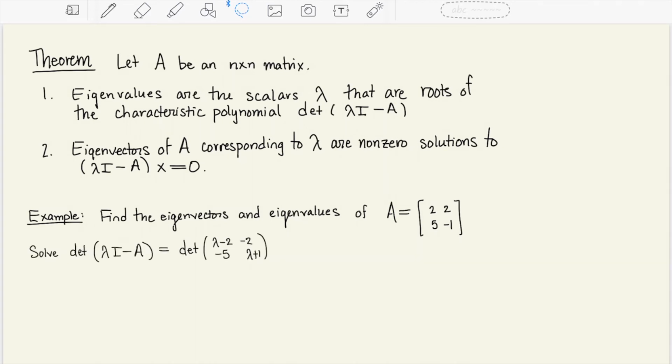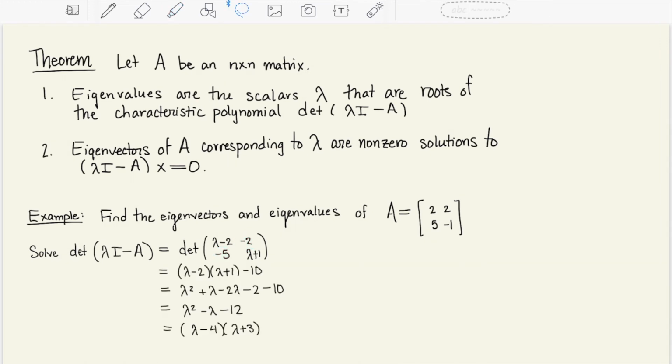The first thing to do is to write out the characteristic polynomial. That means finding the matrix lambda I minus A, which, if you take lambdas down the diagonal and zeros everywhere else, that's lambda I, and subtracting A gives you lambda minus 2, minus 5, lambda plus 1. Note the sign changes with the 2 and the 5, that comes from subtracting. And now we're going to calculate the determinant of this 2x2 matrix.